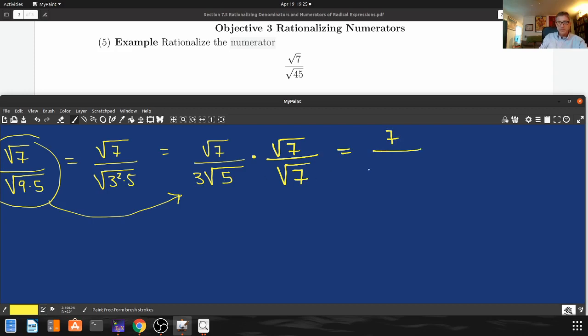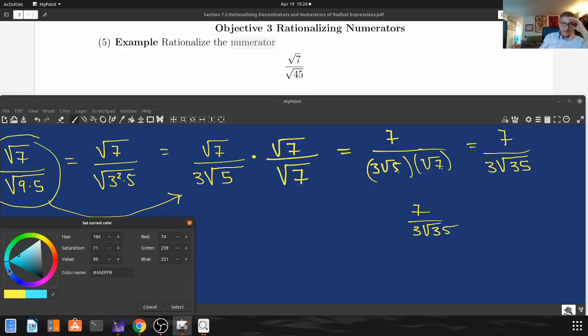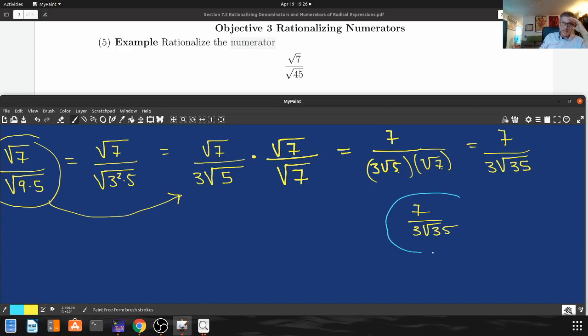3 times the square root of 5 times the square root of 7. It's all equal to 7 staying up there, 3 times the square root of 5 times 7, which is 35. So it's 7 divided by 3 times the square root of 35. And now notice that the end result was our numerator became a rational number.